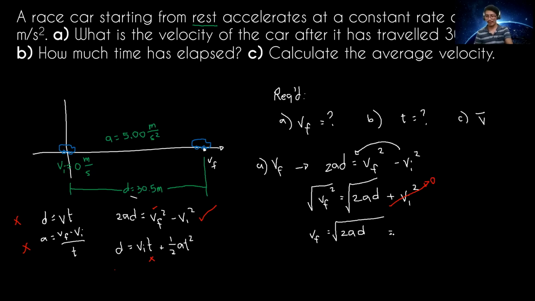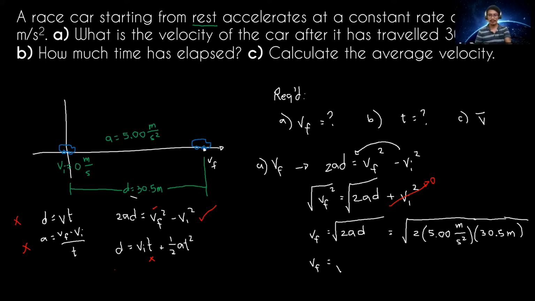So we are going to substitute all the given values. 2 times our acceleration. What is our acceleration? 5.00 meters per second squared times our displacement. What is our displacement? 30.5 meters. And that will give us final velocity is equal to the square root of, how much is the answer?